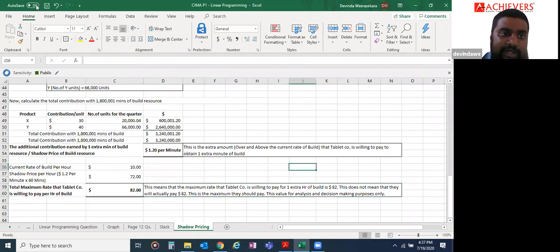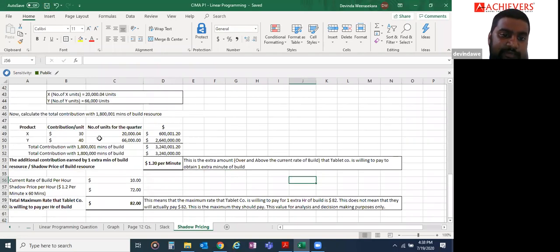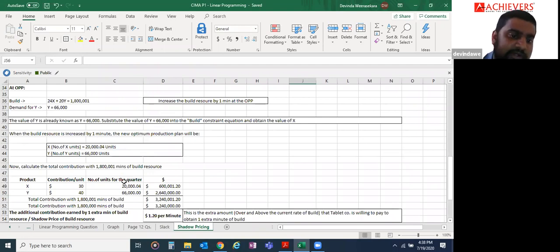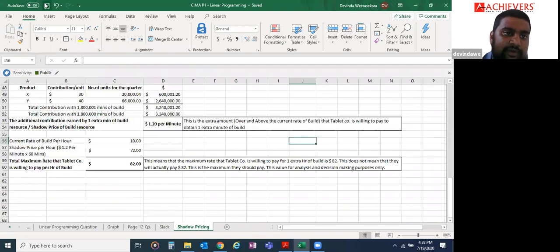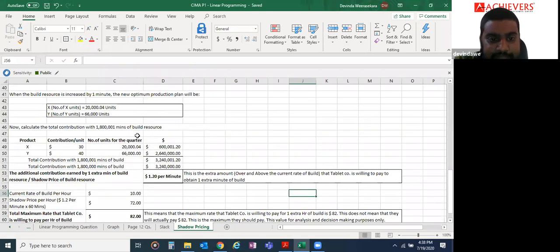Right. So are you all fine with how we calculated shadow price here? Basically, you take the resource and at the optimum point, you increase it by 1 and then calculate how much of extra contribution you will earn. Clear, guys? Any questions? Are you all fine with this? All okay?